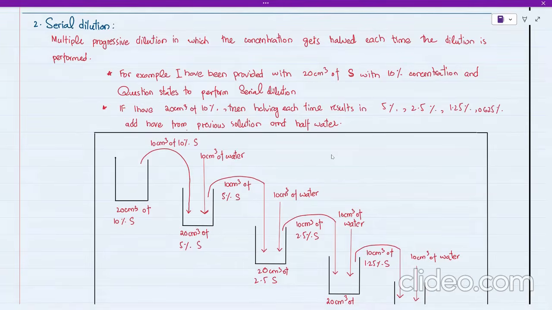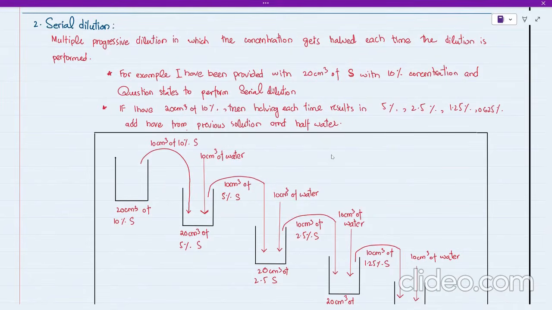So in this case, we are actually halving each of the concentrations progressively. For example, I have been provided 20 cm cube of S with 10% concentration, and the question states to perform serial dilution. So let me clear a point that many of the students will be confused about.